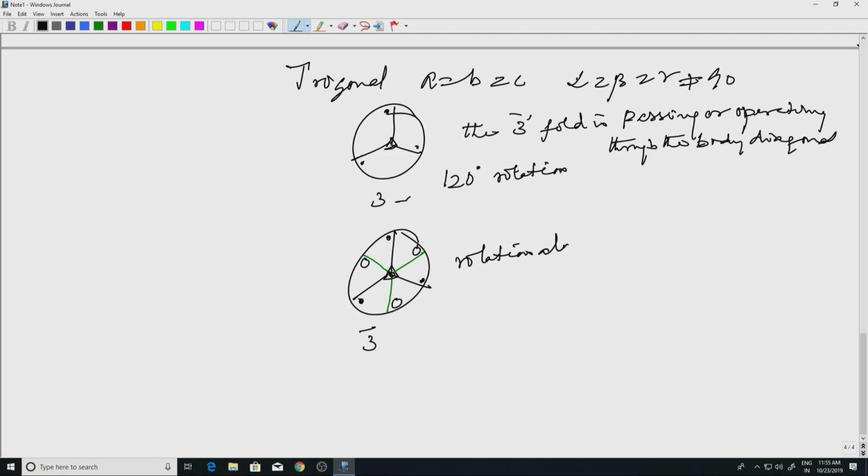rotation along the threefold axis and inversion in the opposite direction. Again, let us repeat.